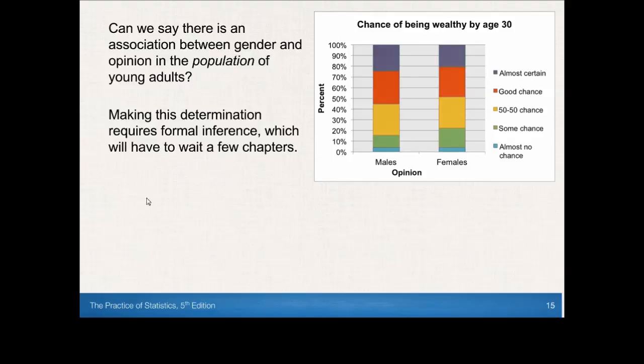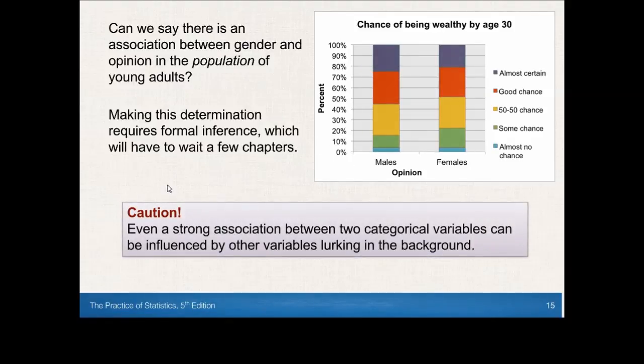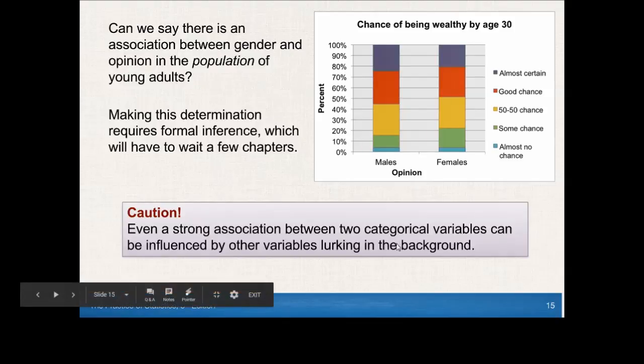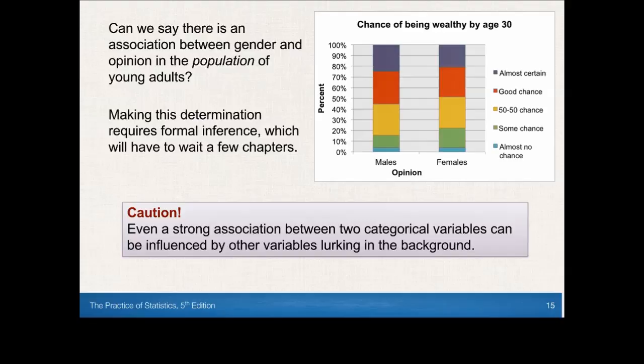Okay. So, but be careful. Even a strong association between two categorical variables can be influenced by other variables lurking in the background. That's a term that we'll come across periodically. That's kind of fun to talk about. But there could be all kinds of other things. We don't know where this poll was taken. It could have been taken at a male-dominated school or whatever. We don't know exactly any of the details. But we're going to take a look at that in later chapters.